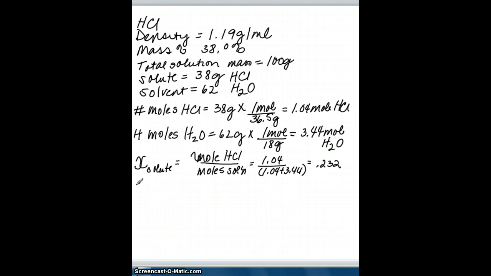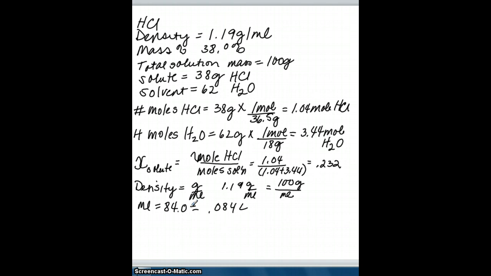Using the density of the solution, I can figure out the volume of our solution. We have assumed that we have 100 grams of solution. We know the density of the solution, therefore I can figure out the volume of the solution. So the density was given at 1.19 grams per mL. We've assumed that we have 100 grams of solution, so the volume that this would occupy is equal to 84 mLs, which is equal to 0.084 liters.